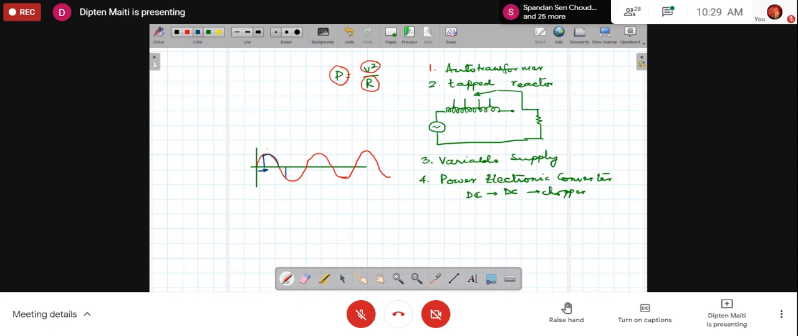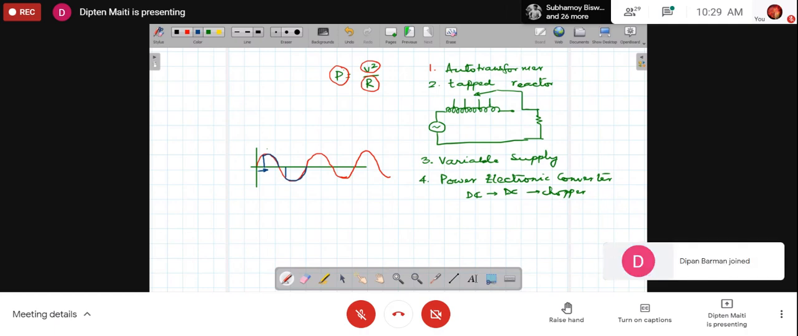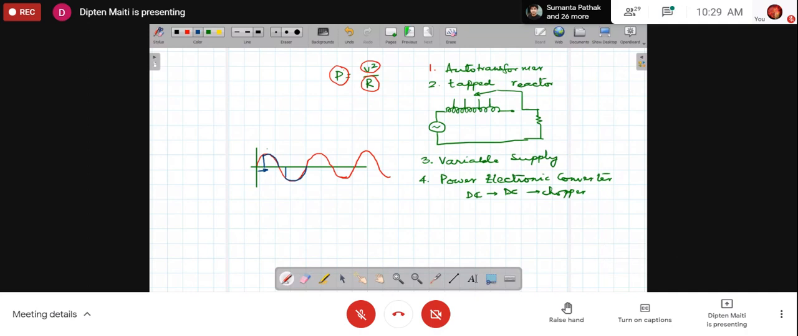Further, for the negative half, we can control this way. So this much of the negative half would be applied across the load. Finally, we can convert this to DC, or we can use the AC directly. This is called firing angle or triggering angle control, or phase control rectifier. If it is converted by using either an ACR or the triac, it is converted to DC and then used.